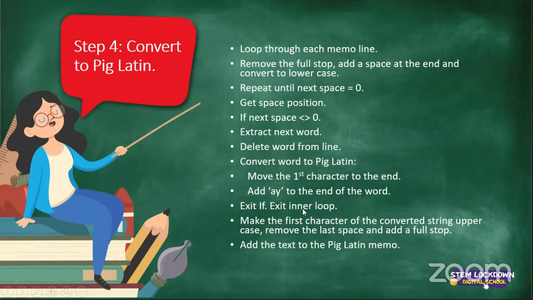What does that mean? If I've exited my inner loop, I'm done with my entire sentence. But I'm still in my outer loop. I haven't started with the next sentence again. Before I start with the next sentence, I just want to make the first character of my sentence uppercase. I want to remove the last space that we added over here. And I want to add the full stop right at the end again that we removed in the beginning. Okay, so let's do that.